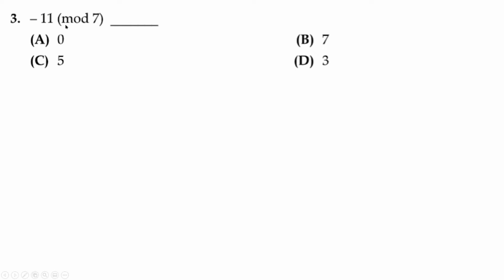Third question, minus 11 mod 7 is. So here when we divide minus 11 by 7, we get the remainder as 3. So minus 11 mod 7 is 3. The correct option is option B.